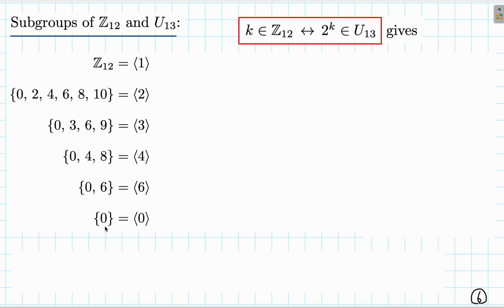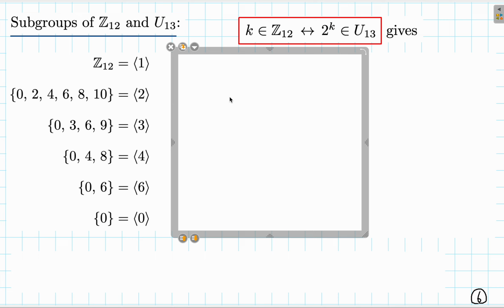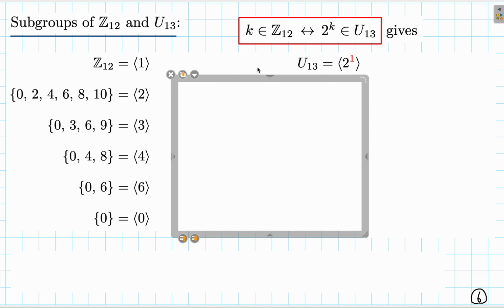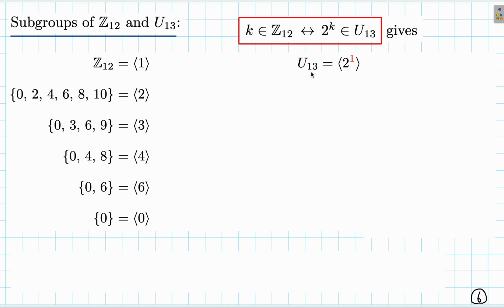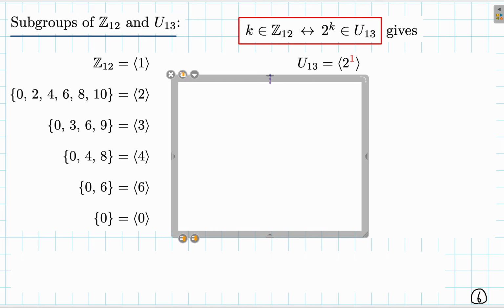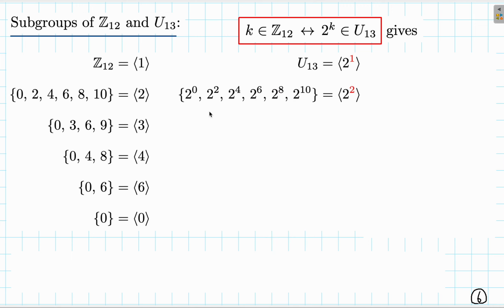Now, how can we use that to find the subgroups of U13? Well, we use our correspondence. So for instance, which subgroup corresponds to Z12? Well, it's all of U13, generated by 2 to the first. What about the subgroup 0, 2, 4, 6, 8, 10? Well, it's the subgroup containing 2 to the 0, 2 squared, 2 to the 4th, 2 to the 6th, 2 to the 8th, 2 to the 10th, generated by 2 squared, just like this subgroup is generated by 2.